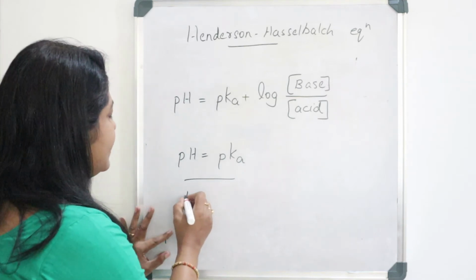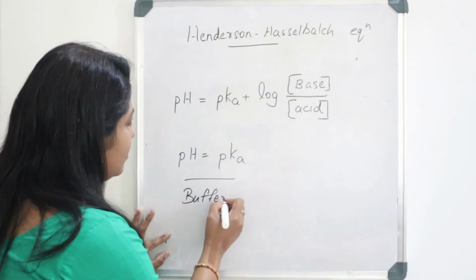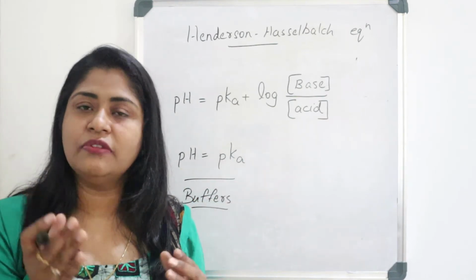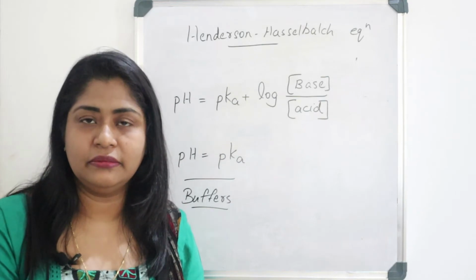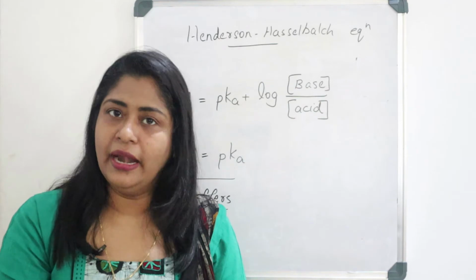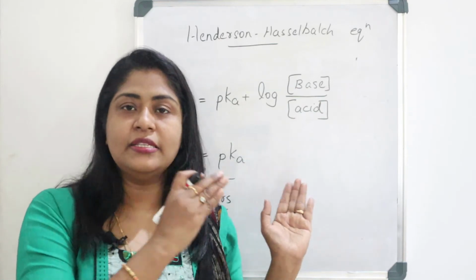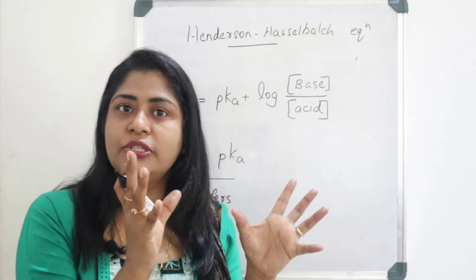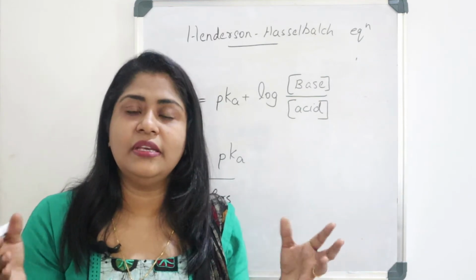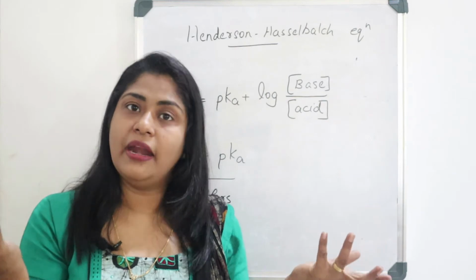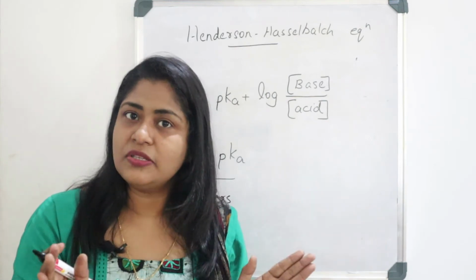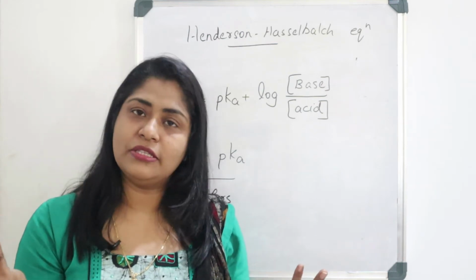Buffers, we know, are the substances that will resist the change in the pH of a solution when an acid or alkali is added. We know the pH of a solution changes when extra acid or extra alkali is added to that solution. But these buffers are such solutions which will resist. That means the pH will not change even if we add acid or base. So buffers are the substances that will resist the change in pH even if acid or base is added to that solution.